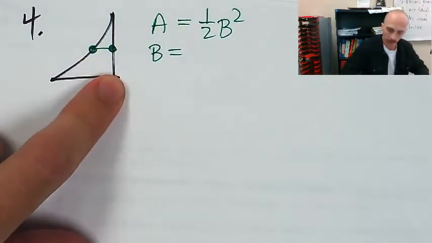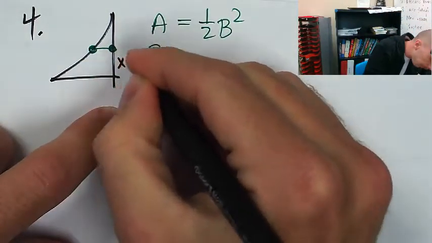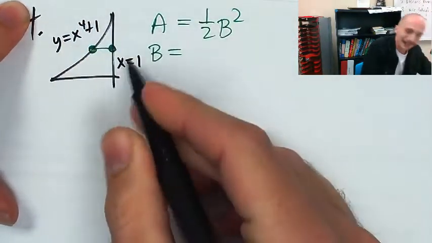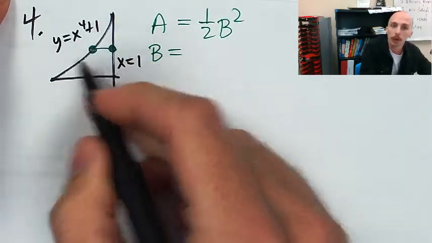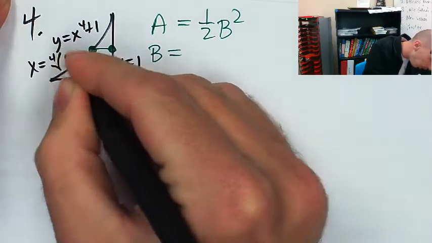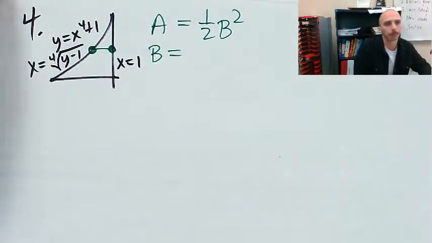Okay, over here I've got x equals 1. Over here, I had y equals x to the 4 plus 1, but I need an x equals situation here. So I'm going to subtract 1 and take the 4th root. Okay, x equals the 4th root of y minus 1.